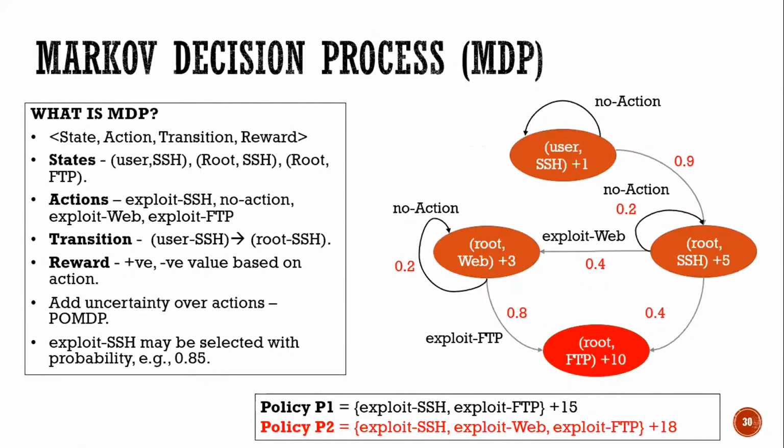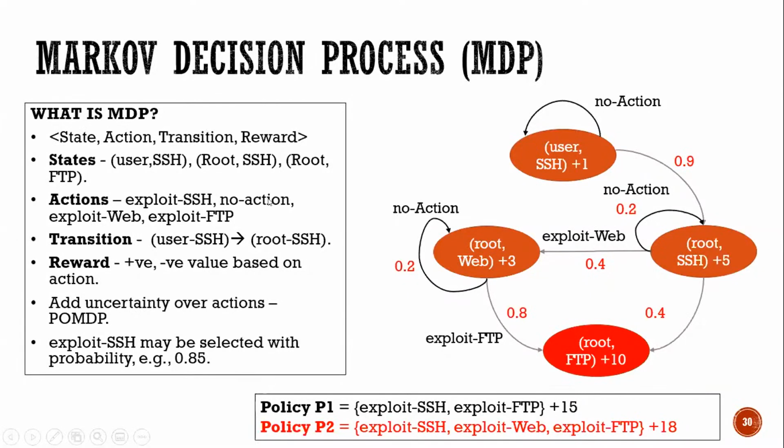So if we are to obtain a Markov decision process from this, an MDP has some components: state, action, transition, and reward. State represents the access that an attacker can obtain at any point in the network. So he can be a user on SSH. If he exploits the vulnerability, he can be a root user on SSH. If he exploits the web server, he can obtain root on the web server, and eventually he can also obtain root on FTP.